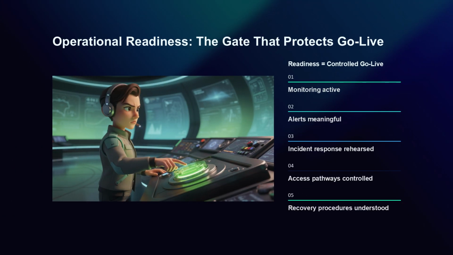With supportability in mind, you now treat operational readiness as a design requirement rather than a project milestone. Operational readiness means monitoring is active, alerts are meaningful, incident response is rehearsed, access pathways are controlled, and recovery procedures are understood. When operational readiness is weak, go live becomes a gamble. When operational readiness is strong, go live becomes a controlled event. This is where architects build long-term trust because a stable go live protects leadership confidence and reduces operational disruption.